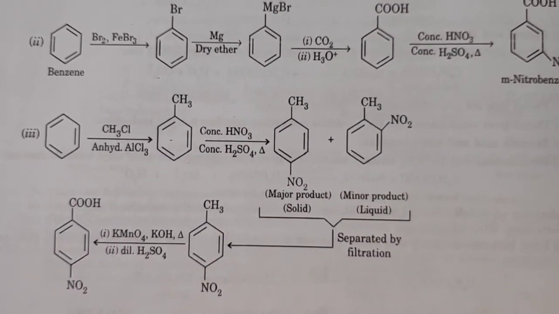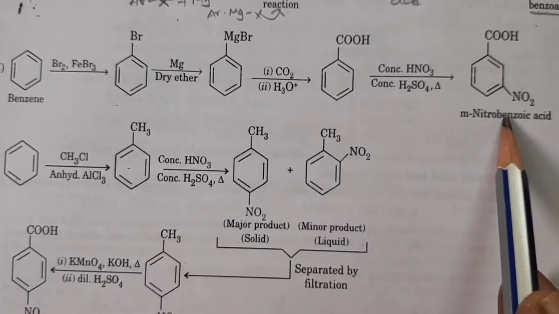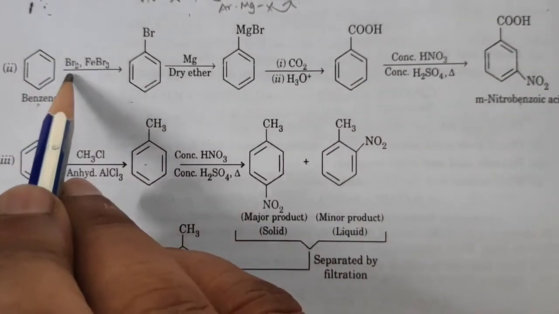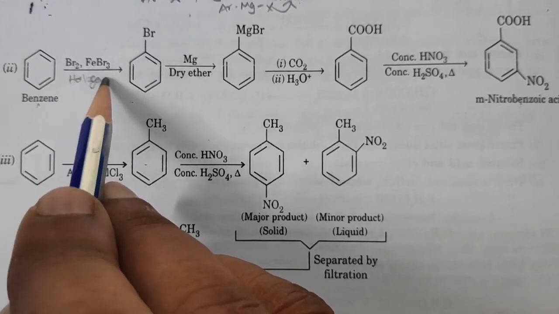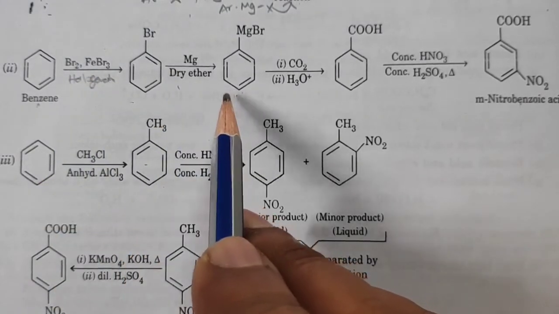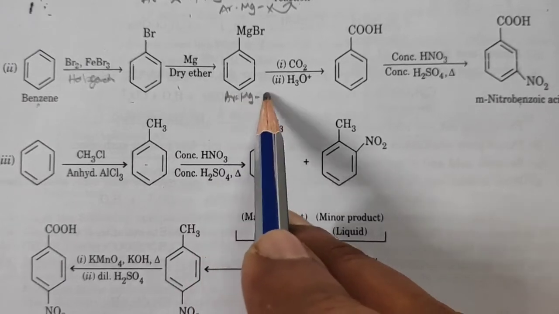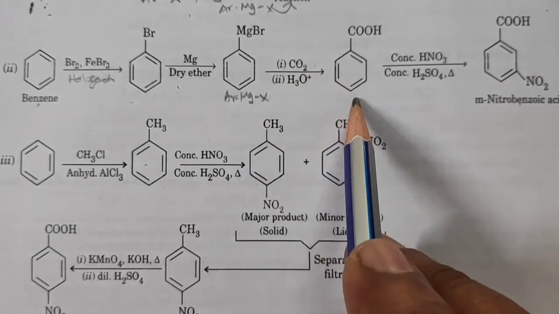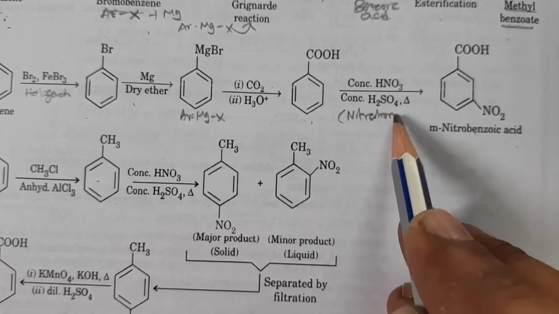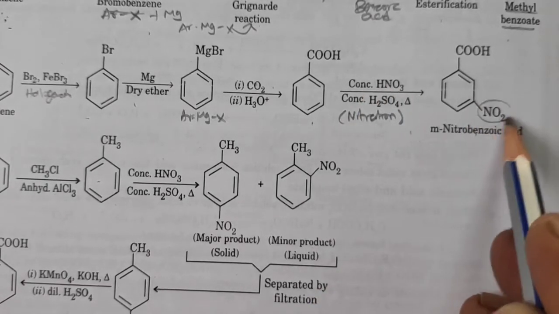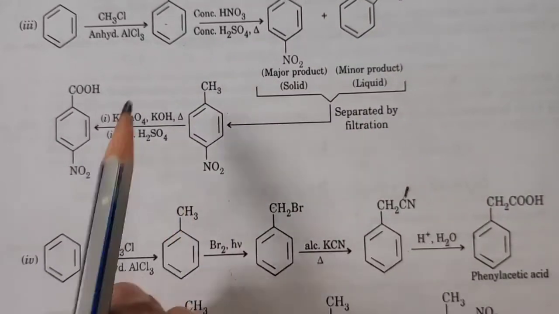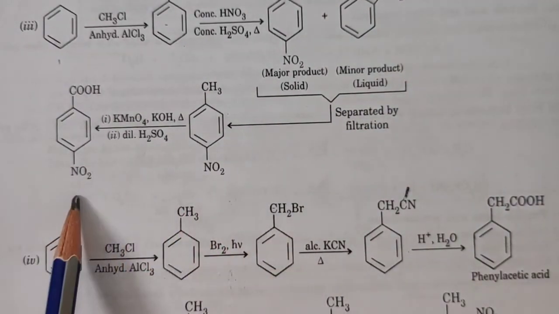Now the next one, the second one, that is meta-nitrobenzoic acid from benzene. So benzene, again halogenation is done, that is bromination. Again Grignard reagent, you will get ArMgX. Understood? Further the same thing and benzoic acid, and then nitration is done. So that NO2 group will get substituted at meta position. Understood?